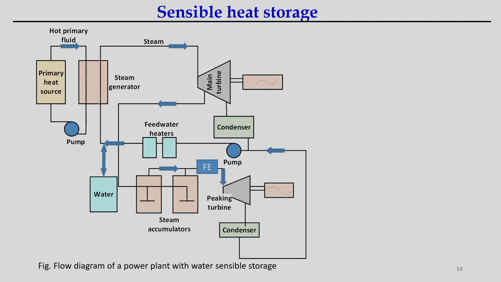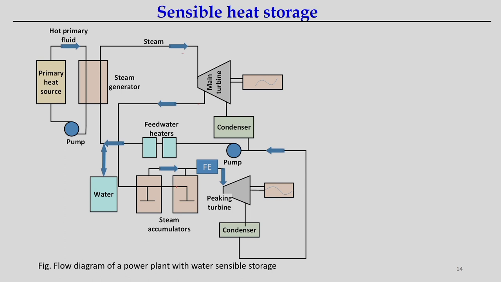Let us see the scheme of how this energy storage system has been applied in a power plant. Suppose you have a primary heat source, designed maybe for base load applications. During the off-peak hours the demand is less. So, during that time what happens? The steam which goes to the turbine we can extract at a certain condition, and that can be accumulated in the steam accumulator, and this will be under saturated condition.